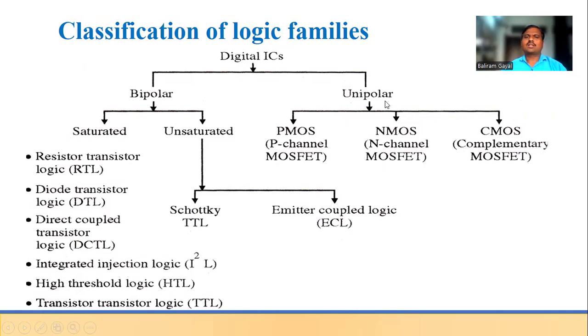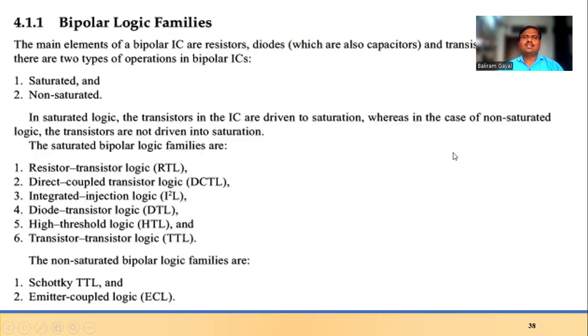While this unipolar is classified into three categories: PMOS, that is P-channel metal oxide semiconductor field effect transistor, NMOS, that is N-channel metal oxide semiconductor field effect transistor, and CMOS, that is complementary metal oxide semiconductor field effect transistor. Then these bipolar logic families are mainly classified, which we already discussed, as saturated and unsaturated, having different types.